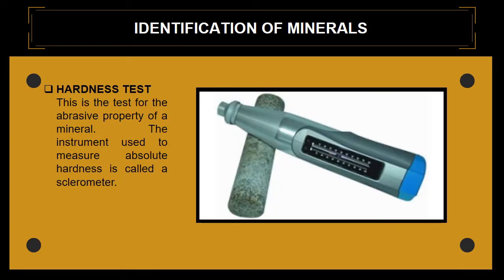So, hardness test. This is the test for the abrasive property of a mineral. The instrument used to measure absolute hardness is called sclerometer. So, para tong ball pen, yung sclerometer na to. So, hardness test, dito binase yung most hardness test. So, chine-check nyo dito kung gaano katigas yung mineral na yan.